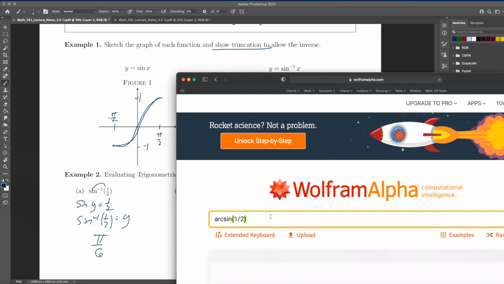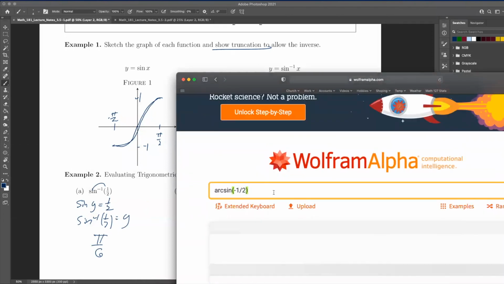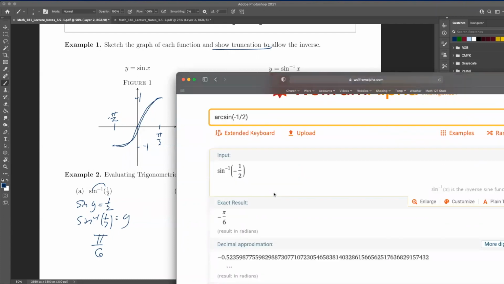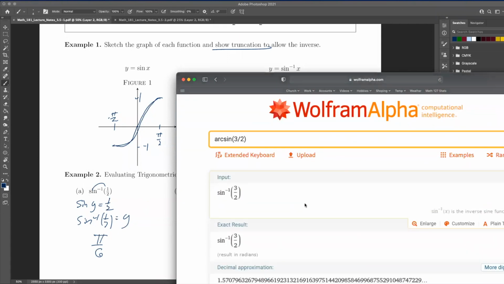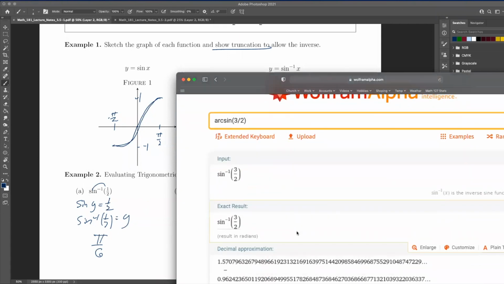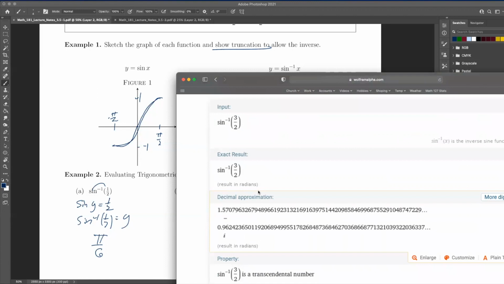So we have a half. That gives me pi over 6. I have minus a half. This gives me minus pi over 6. And if I type in 3 halves, notice that's outside of my domain. So it should tell me not defined. And so here, I was like, it should tell me not defined.